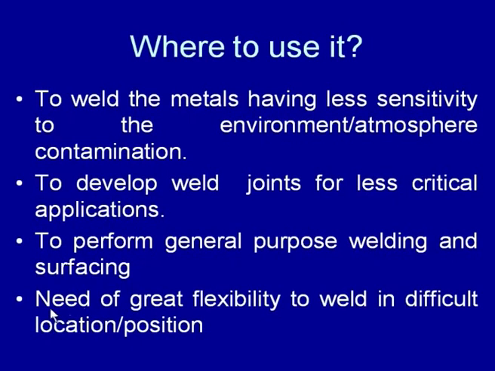Further, it is used for general purpose welding and surfacing applications for developing wear or corrosion resistant surfaces. This process is also effectively used where great flexibility is required for developing the weld joint, where we cannot put in flux to use the submerged arc welding process, or where application of GMAW and TIG is not very effective. Under those conditions and locations, the SMAW welding process is very effectively used.